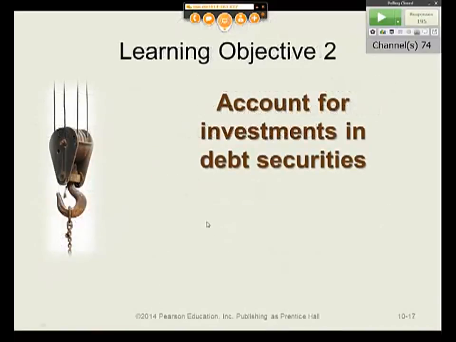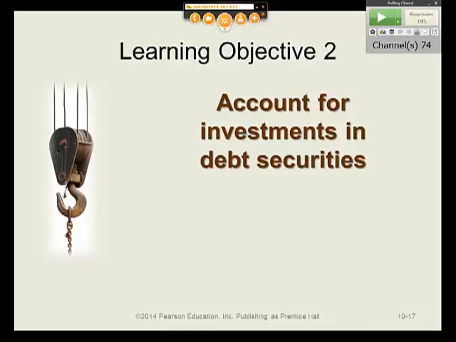Now, how to account for these? We're first going to look at debt investments, a very short learning objective as well. This is going to get you pretty much to cover some of the things you may need for the exam when we talked about notes receivable and calculating interest. So it may be a good way to review that as well.